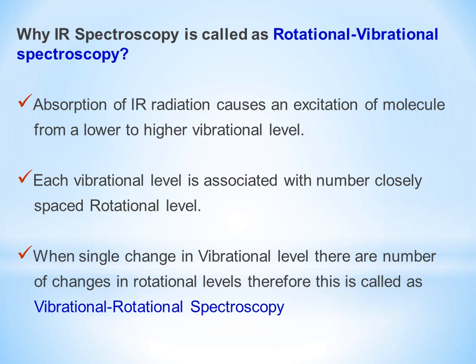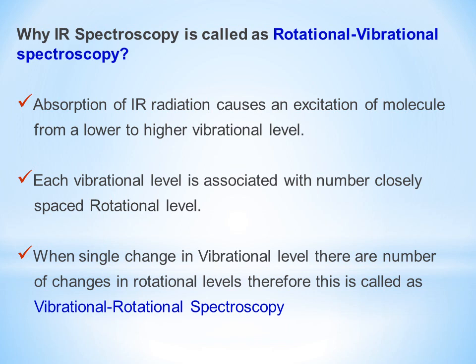Why is IR spectroscopy called rotational vibrational spectroscopy? Absorption of IR radiation causes excitation of a molecule from a lower to a higher vibrational level, and each vibrational level is associated with a number of closely spaced levels. That means in between two vibrational levels there are a number of rotational levels, and wherever there is a single change in a vibrational level there are a number of changes in rotational levels.